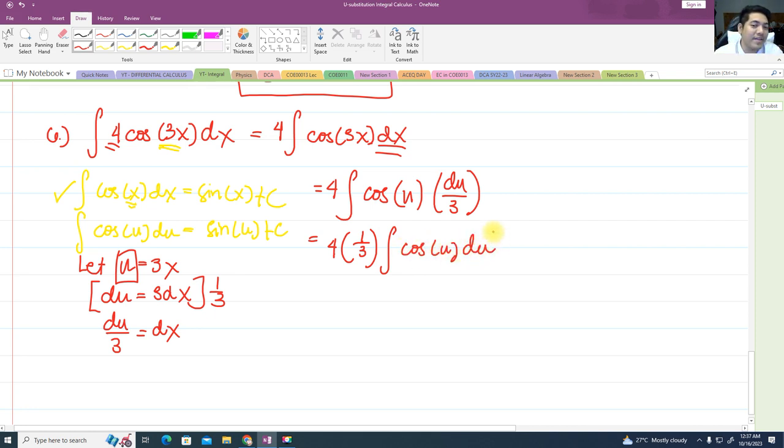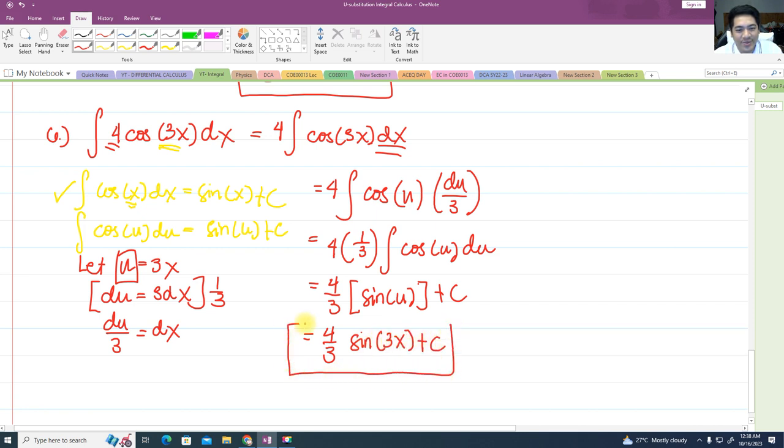Whenever we have a constant inside the integral, we can factor it out, especially if it is multiplied or divided. So you have 4/3 integral of cosine of u. What is that? That is simply sine of u plus c. And going back to the original variable, since this is in u, what is u? That is 3x. So 4/3 of sine of 3x plus c. So this will be our answer for this problem number 6.